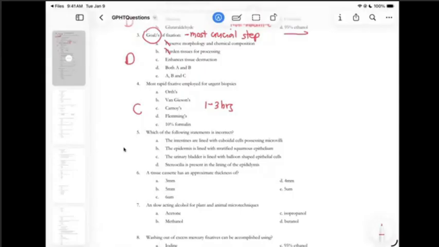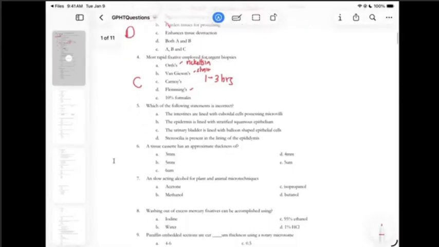For the other choices, yung orth's, ginagamit natin yung orth's for demonstration of rickettsia, for tissue necrosis. Flemming's, that's an osmium tetroxide fixative. And then, of course, our routine fixative would be 10% formalin. Van Gieson stain yan. That's not a fixative. So for number 4, this is letter C.